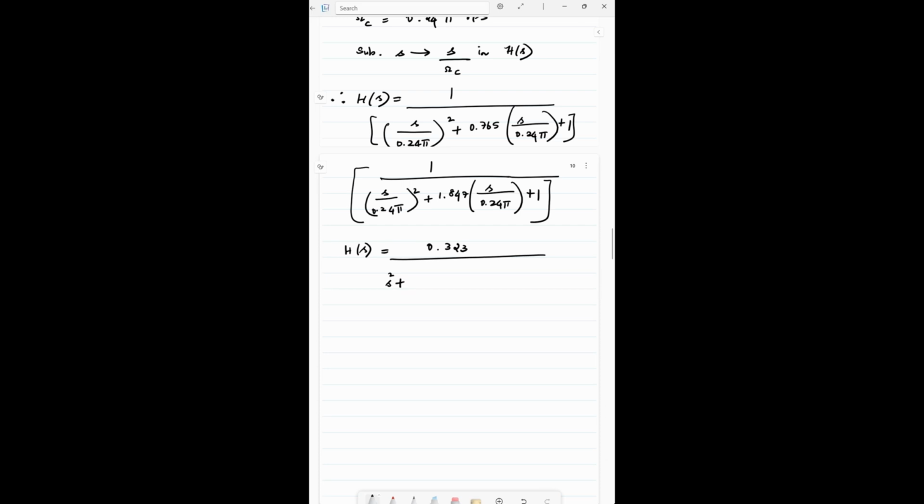And 323 divided by s square plus 0.577s plus 0.0576 pi square into s square plus 1.393s plus 0.0576 pi square.